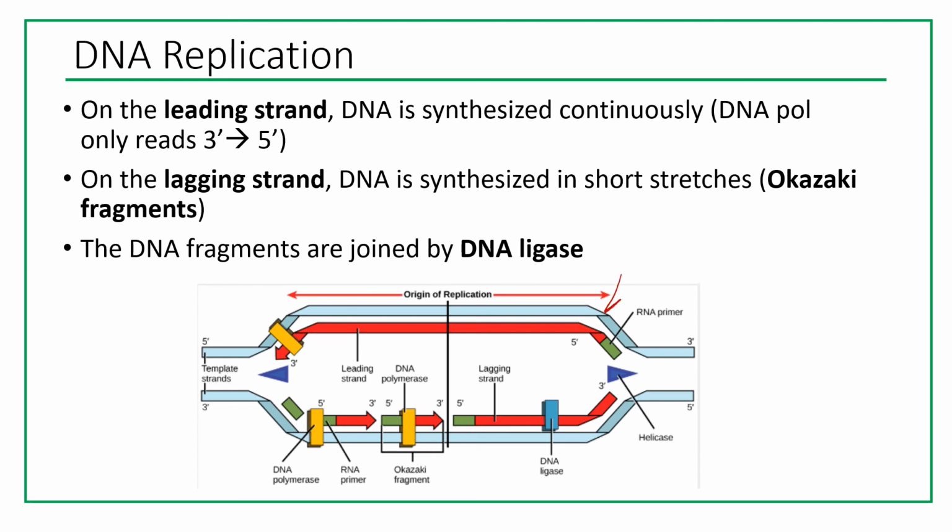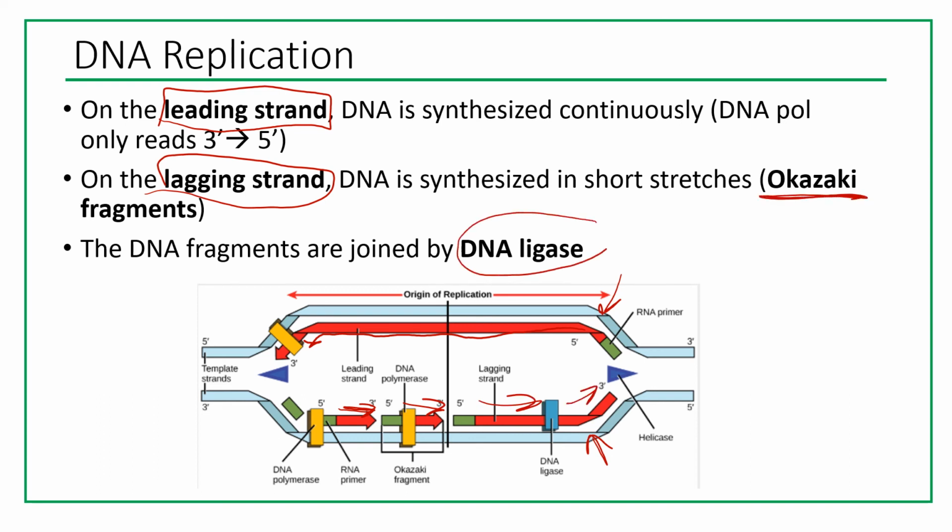One DNA strand is called the leading strand, and DNA is synthesized continuously over here. Look, that's continuous synthesis. Another strand is called the lagging strand, and DNA is synthesized in fragments. Here we have some fragments, and those fragments are called Okazaki fragments. Then another enzyme, DNA ligase, joins these fragments together. That was the last slide, and I hope it was helpful.